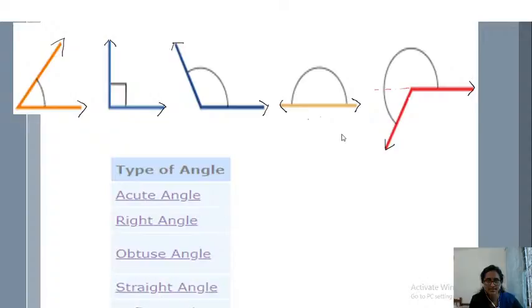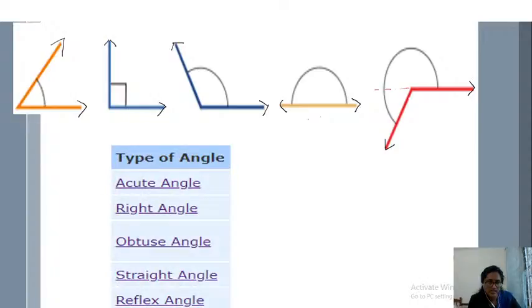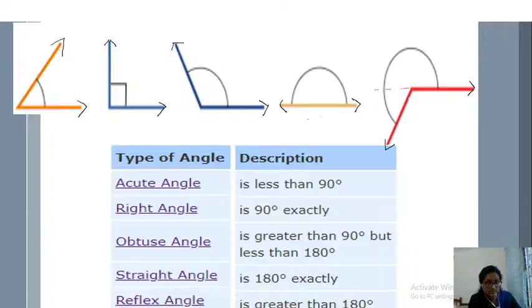So the types of angles are: acute angle, right angle, obtuse angle, straight angle and reflex angle. Description: acute angle is less than 90 degrees, right angle is always 90 degrees, obtuse angle is greater than 90 but less than 180 degrees, straight angle is exactly 180 degrees, and reflex angle is greater than 180 degrees. Now let me show you.